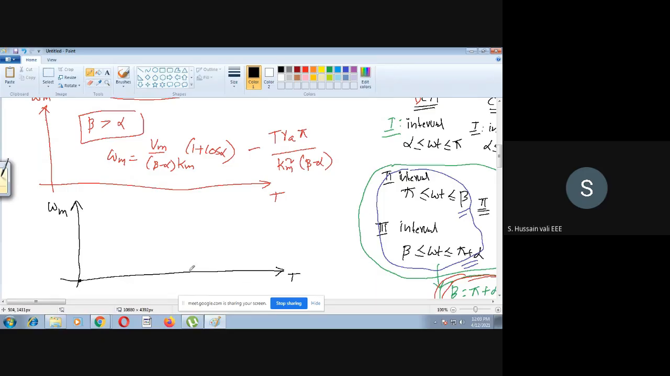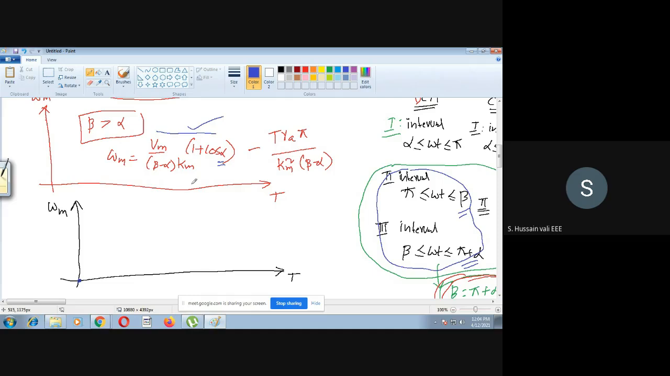First, we'll make T equal to 0 and draw points. If you make T equal to 0, then what is the expression? This part is left. So we'll start with T equal to 0. Then what is this value? This is a positive value: Vm by (beta minus alpha) into Km into (1 plus cos alpha). So once again, it depends on alpha.